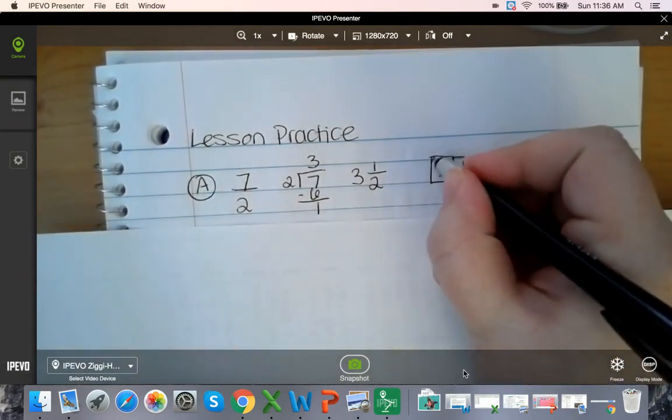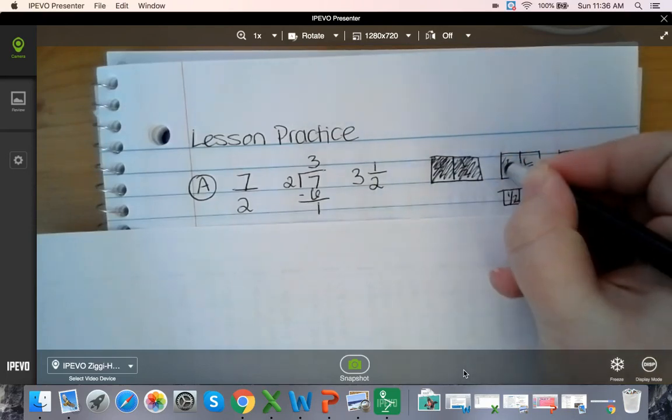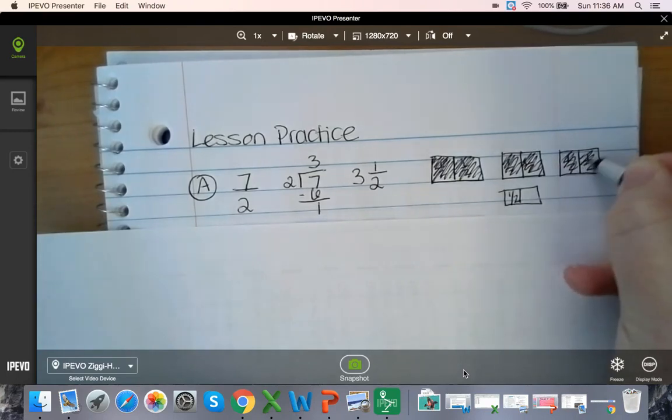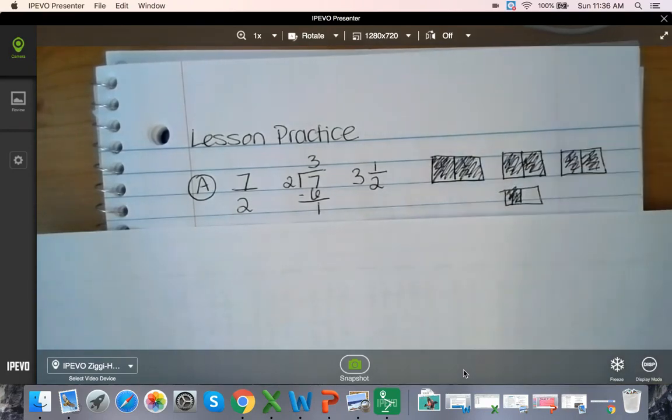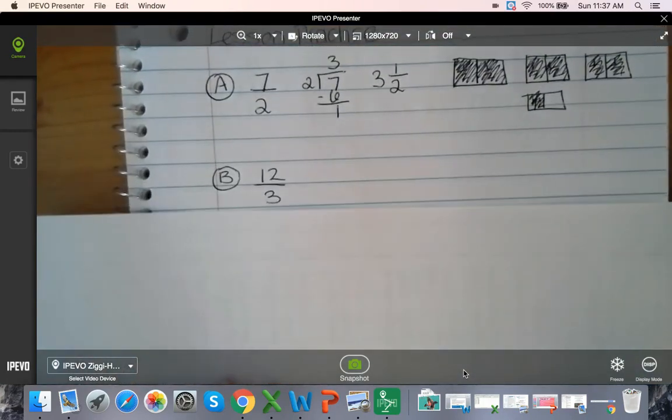You can also shade those in when you're done with them. Like that. So that first one, letter A, is now done. It should look like that when you're finished with it. All right, let's move on to letter B.